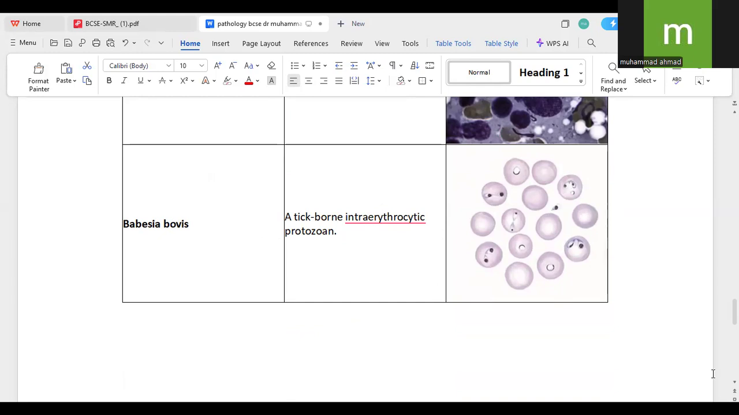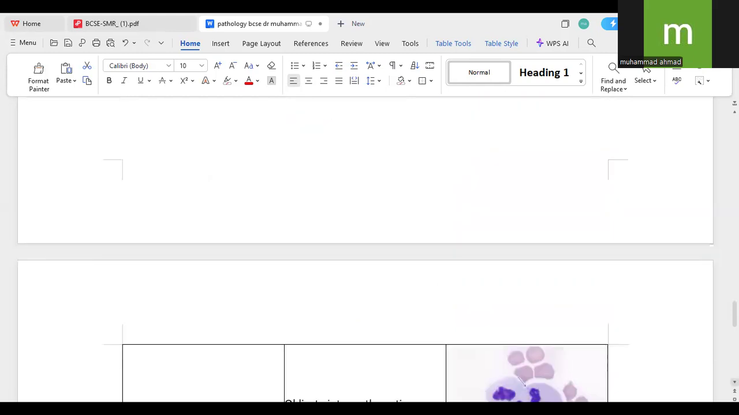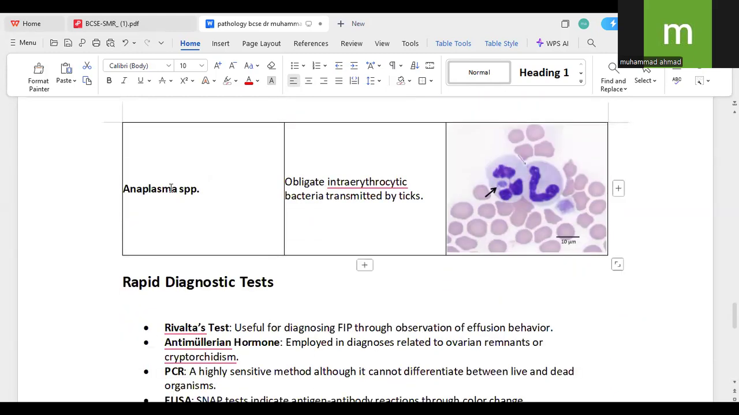Okay, this is also important. Anaplasma. This is an intra-erythrocytic bacteria transmitted by ticks. It is on the RBCs, okay, not inside them. This is also important, and this picture is also important.